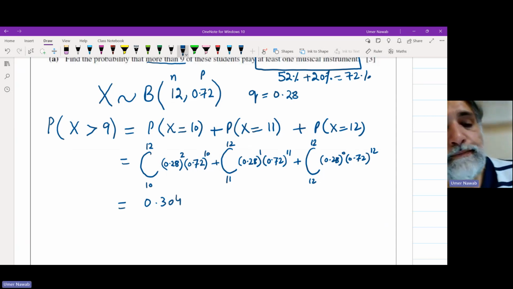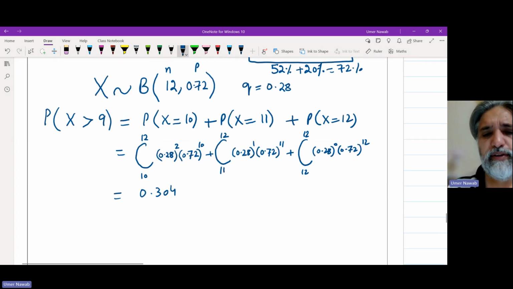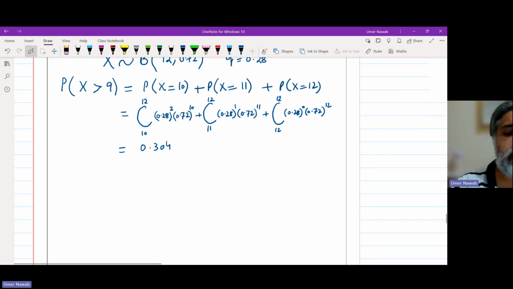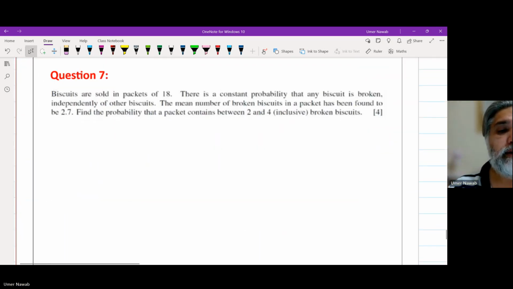No need to take the complement because we don't have a large number of cases to be added. Just 3 cases. It was very easy to add them up. Let's go to the last question.